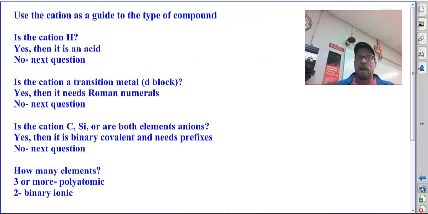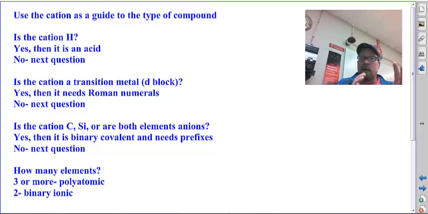Now the last thing I'm going to talk about is this. So now we've talked about binary molecular, binary ionic, ternary molecular, transition metals, acids, bases. The most important part of your job is to be able to distinguish all those. So you need to come up with some sort of a pattern. Here's a guide that I use that I think you could use and get used to.